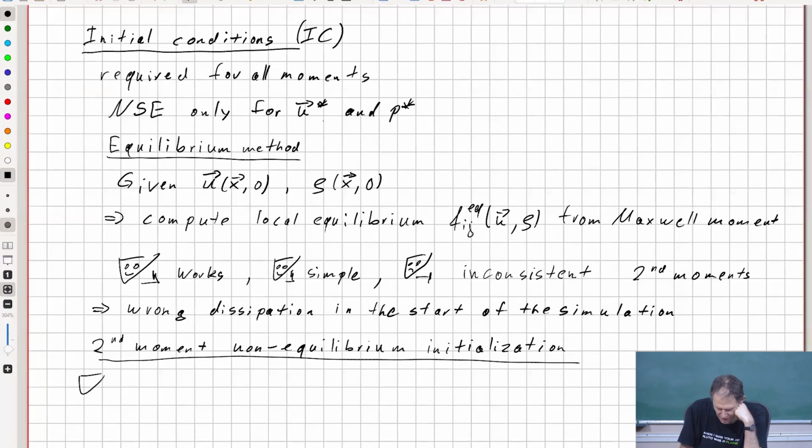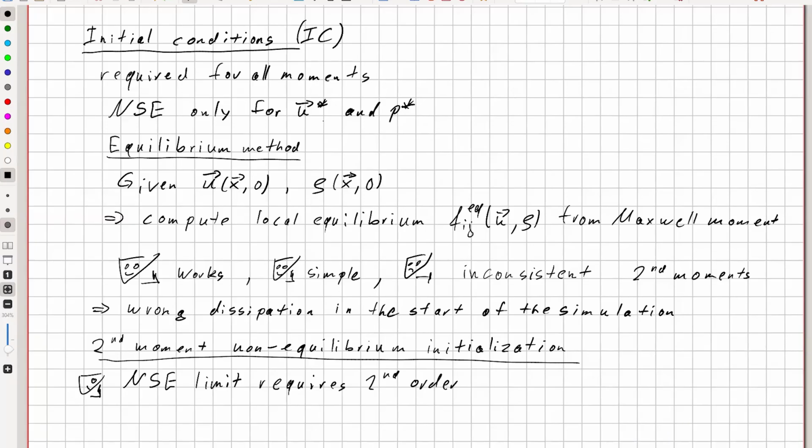Okay, let's remind ourselves. The Navier-Stokes limit, in which we want to solve our approximation of the Boltzmann equation, requires second order moments to be second order accurate in a smallness parameter that we identify with delta x.